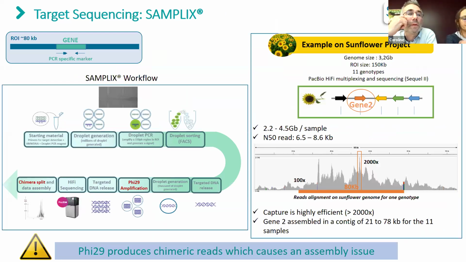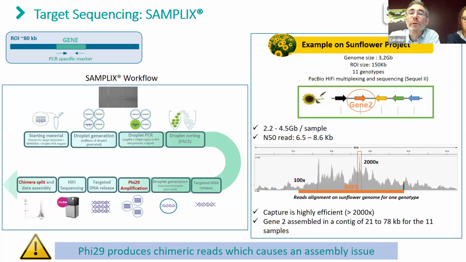So quickly, how the Simplex works. You have a specific marker. You have high molecular weight DNA. Then you create droplets in which you have the DNA and the PCR marker, and then you will sort the green droplets that are positive droplets in which you have your region of interest. And after that, you sort your green droplets and you sequence them. And you have a step of Phi29 amplification because you select only a few hundreds of molecules. So you need to amplify before the sequencing.